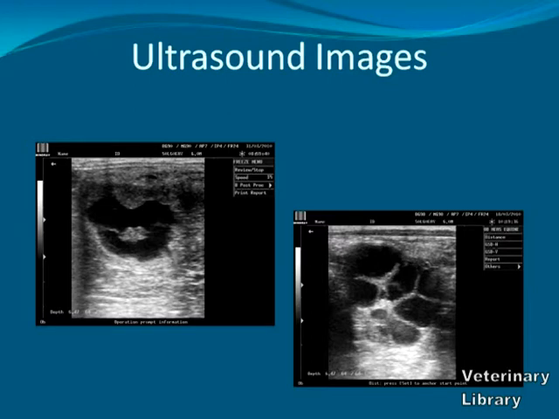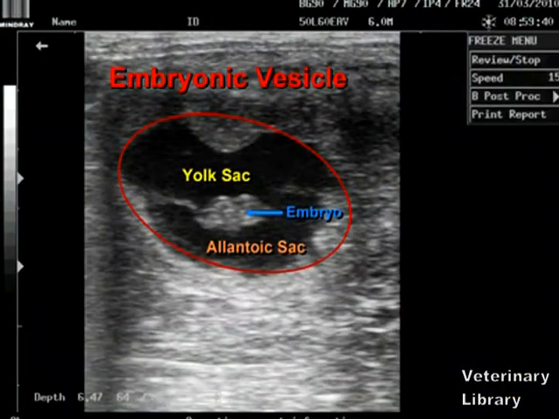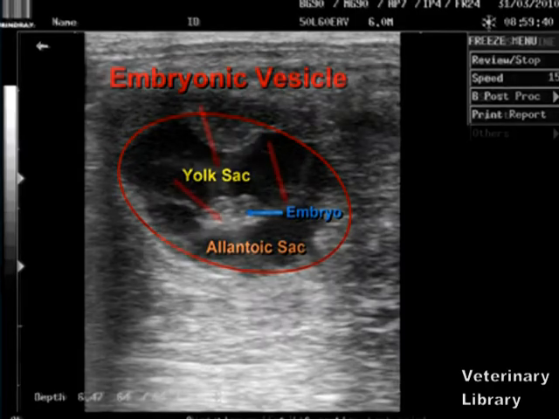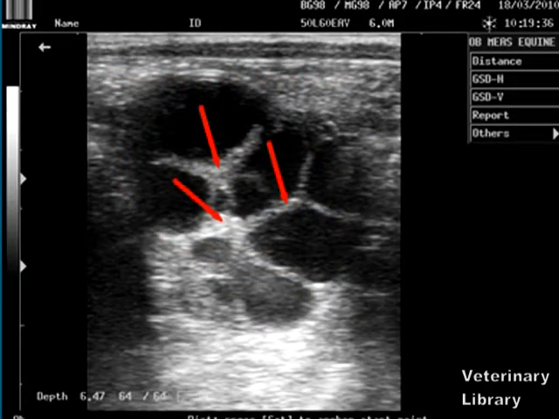On the left is an embryonic vesicle, and on the right is an ovary with multiple small follicles. In the image on the left, the embryo in the center of the vesicle is gray, and the fluids associated with the allantoic and yolk sac are black. In the image on the right, the fluid of the follicles is black, and the ovarian tissue between the follicles, as indicated by the red arrows, is gray.